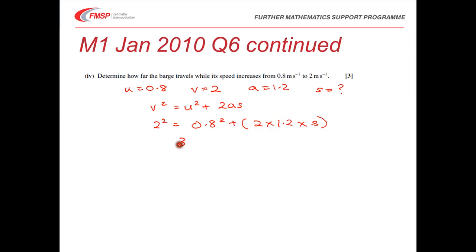So rearranging, we get 3.36 equals 2.4s. And so it's travelled a distance of 1.4 metres. 3 marks here, 1 mark for choosing a correct equation, an accuracy mark for putting the correct values in the correct places, and an accuracy mark for the final answer as well.